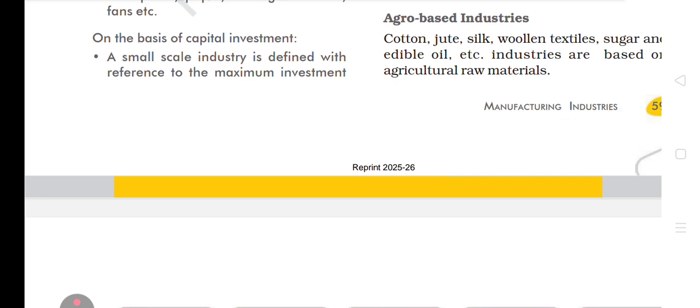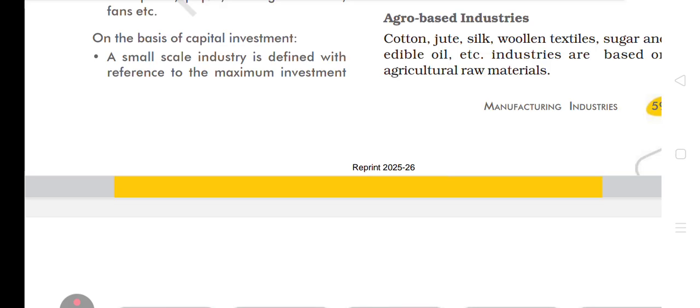A small scale industry is defined with reference to the maximum investment allowed on the asset of a unit. This limit has changed over time. At present, the maximum investment allowed is rupees 1 crore. So this is the small scale industry on the basis of capital investment.